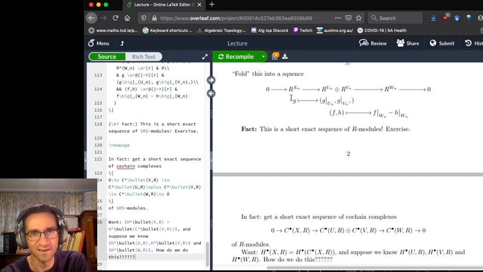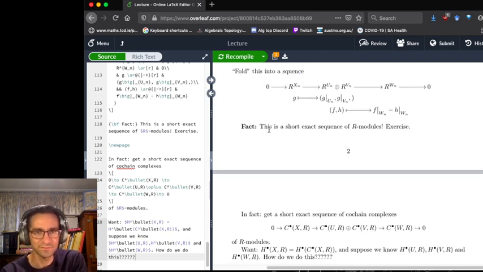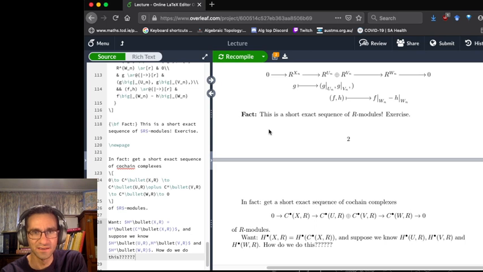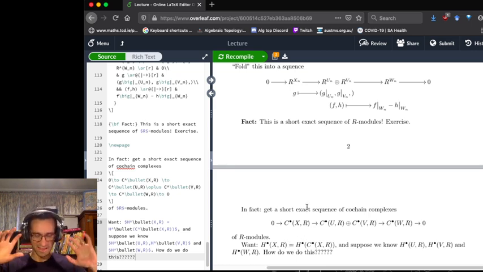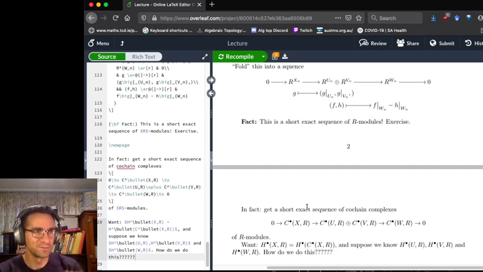And it's not clear how you would extract that, especially seeing as it could be that the cohomology of U and V is nearly trivial, and so how do you calculate this cohomology of X anyway? So homological algebra is the tool whereby we can start to attack this problem.